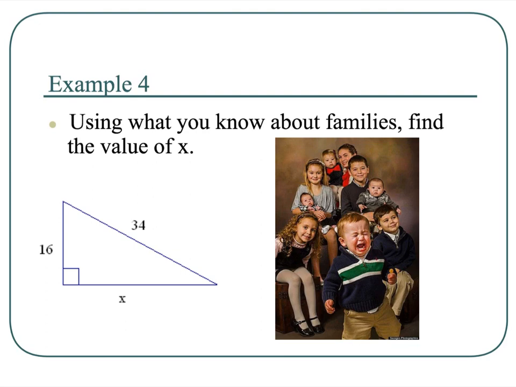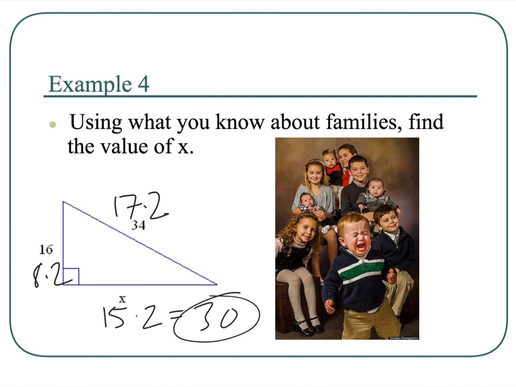All right. So once again, same type of thing, but with different numbers. All right, 16 and 34. Well, since I know my triples so well, I noticed that this is the same as, let's see here, 8 times 2. This is the same as 17 times 2. So this must be 15 times 2, which is 30. It's an 8, 15, 17 triangle.